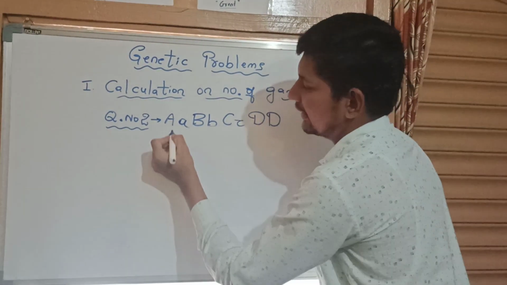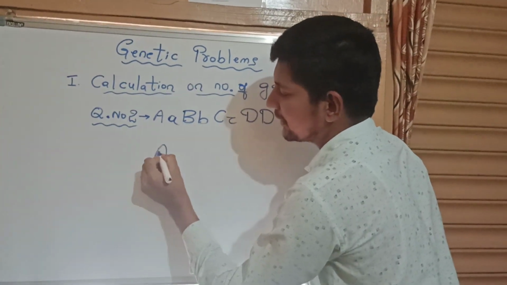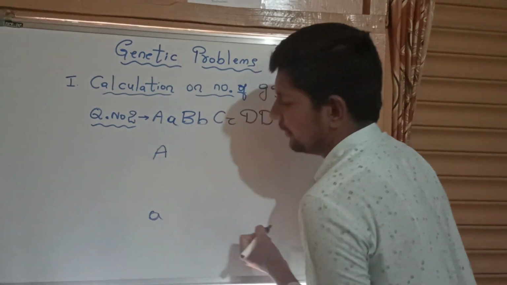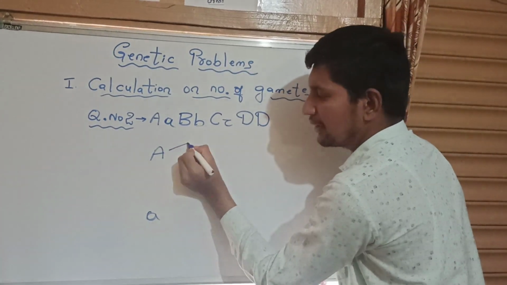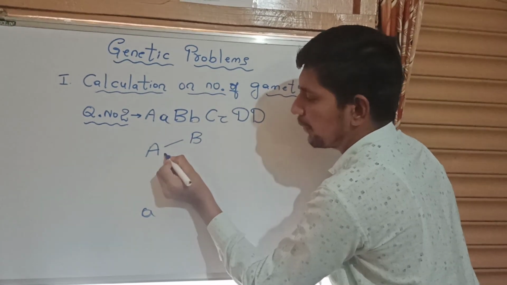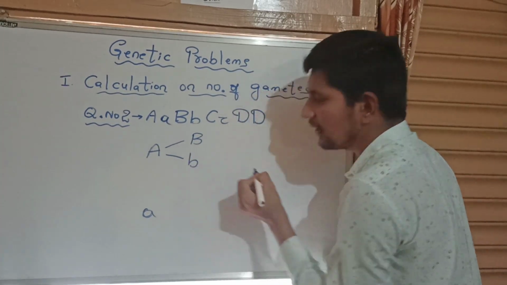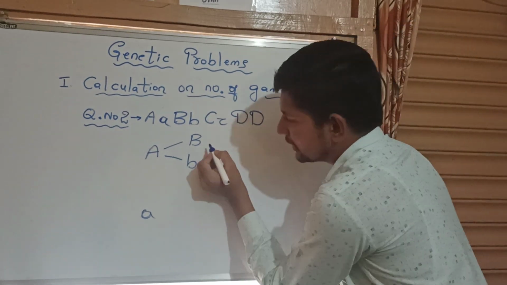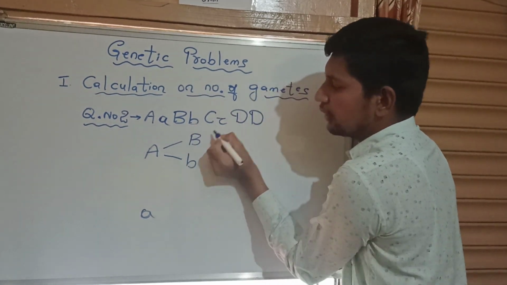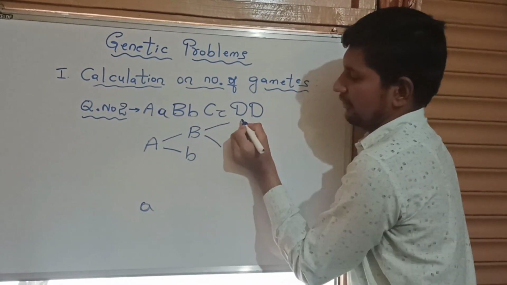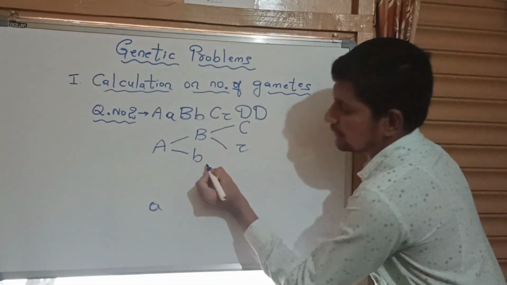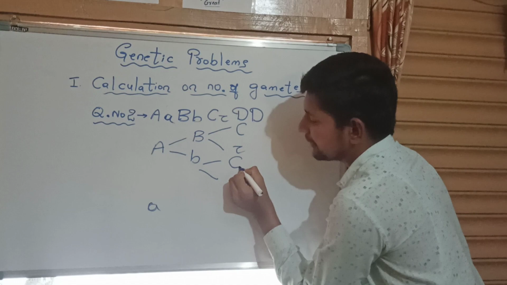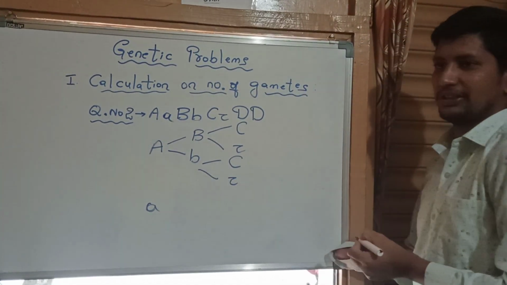Now see, in the given problem they have given capital A and small a. Now the probability of capital A with B is possible: capital B one time, and again small b. Similarly, C has two more possibilities, one with capital C, another with small c. Similarly here also, one with capital C, another with small c.